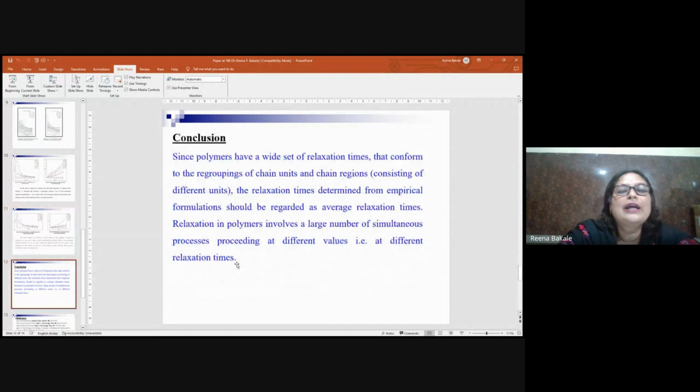In conclusion, finally we conclude that the polymer has a wide set of relaxation times that confirms the regrouping of the chain units and the chain region. The relaxation time determined by the empirical formalization should be regarded as the average relaxation time, and this relaxation in the polymer involves a large number of processes proceeding at different values, that is at different relaxation times.